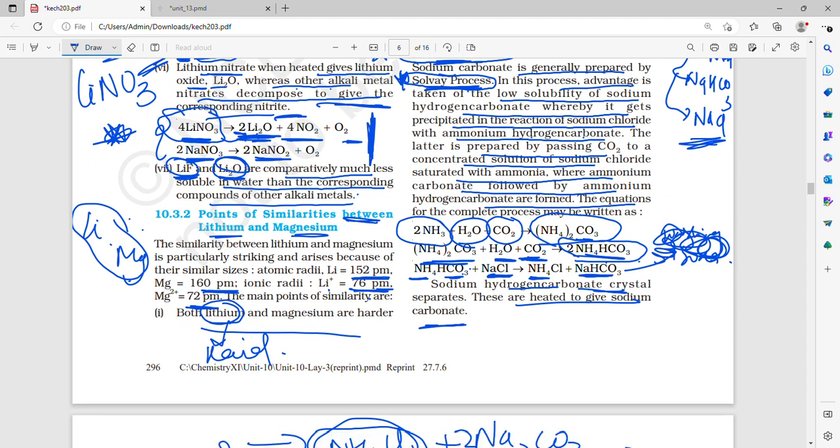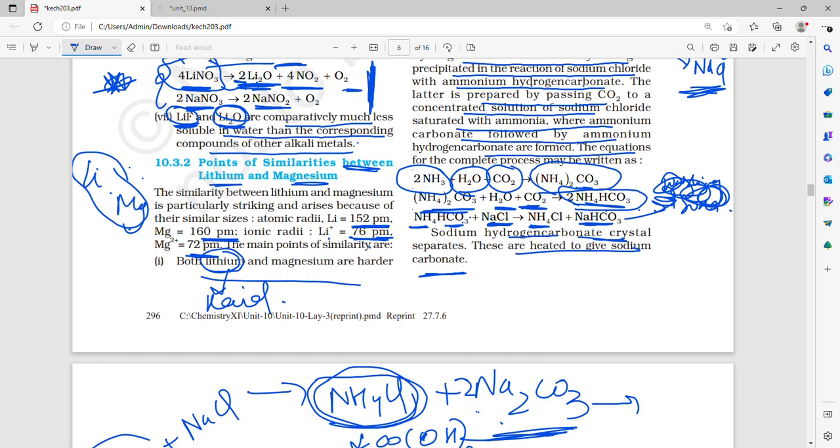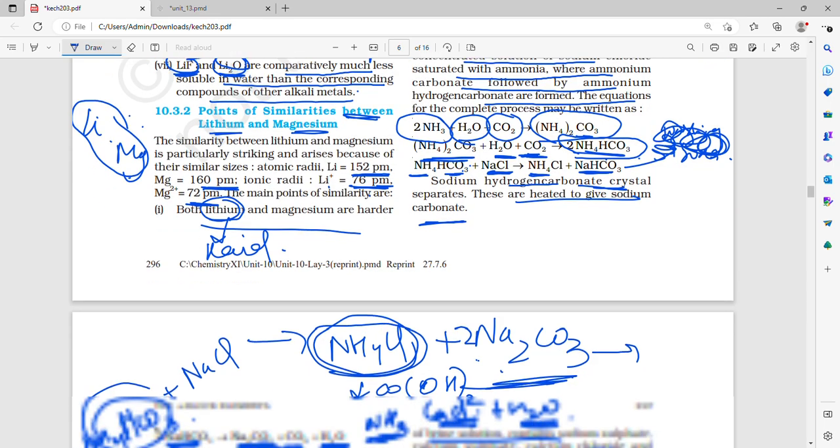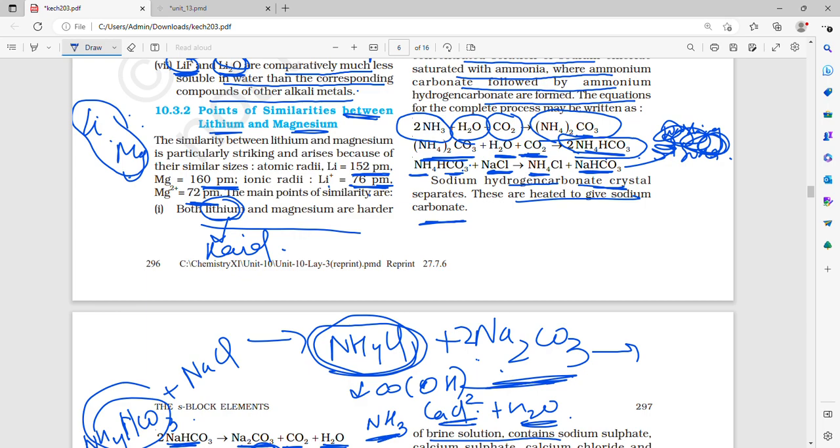So the low solubility of sodium hydrogen carbonate is the key, whereby it gets precipitated in the reaction of sodium chloride with ammonium hydrogen carbonate. The latter is prepared by passing carbon dioxide to a concentrated solution of sodium chloride saturated with ammonia, where ammonium carbonate followed by ammonium hydrogen carbonate are formed. The equations for the complete process may be written as: ammonia dissolved in water, you pass carbon dioxide to form ammonium carbonate. Then you dissolve ammonium carbonate in water, pass carbon dioxide, and form ammonium hydrogen carbonate.